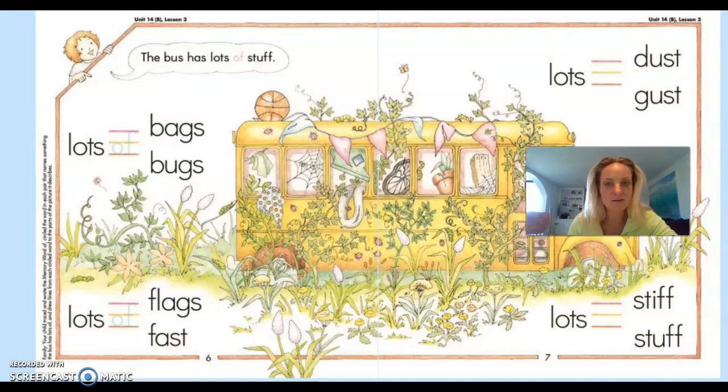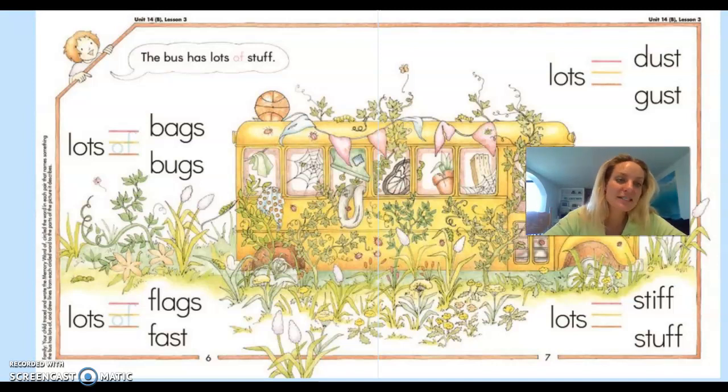All right, so now hopefully you paused it and you're back on. I want you to go down to the bottom where it says lots of flags or lots of fast. So I'm giving you the answers now. So hopefully you've done it all by yourself and you're making your brain get smarter. And now this is just to help you to make sure you did it correctly, okay? So lots of flags or lots of fast. First of all, lots of fast does not make sense. And when I'm looking at the picture, I see flags on the top of the bus. So you should have circled the word flags and traced the word of.